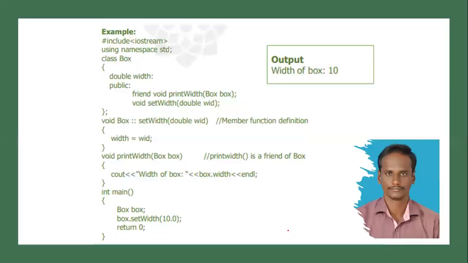You just see here, these two you know, right? We have used iostream and using namespace std here. So here I have created a class. The class name is box.